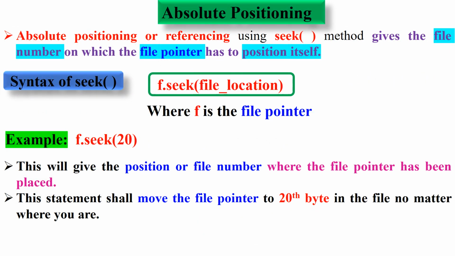Absolute positioning or referencing using seek method gives the file number on which the file pointer has to position itself. That means, an absolute offset prescribes the exact point where the file pointer should reside. The syntax of seek method is f.seek(file_location), where f is the file pointer. Example, f.seek(20). This will give the position or file number where the file pointer has been placed. This statement shall move the file pointer to 20th byte in the file no matter where you are.